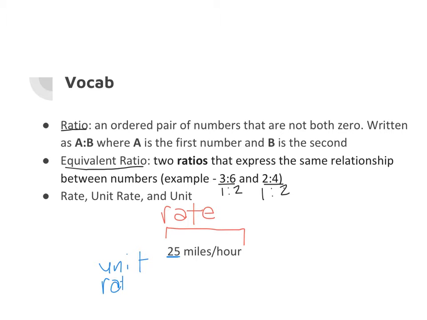So that's your unit rate. And then your unit is going to be the actual unit of measure. So in this case, that's going to be miles per hour. Okay, so we have the rate, the whole thing. The unit rate is just the number, and the unit is the unit. So in this case, miles per hour. Again, pause it if you need to get these down, but I am going to move on to the next slide.